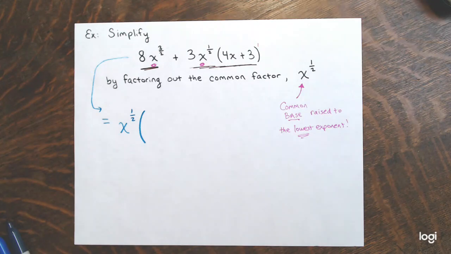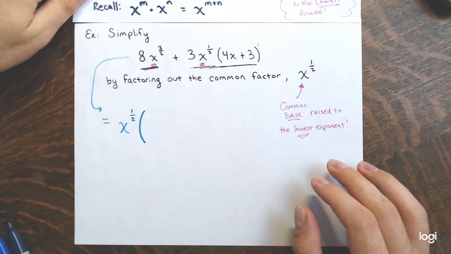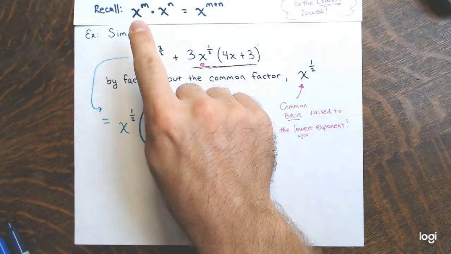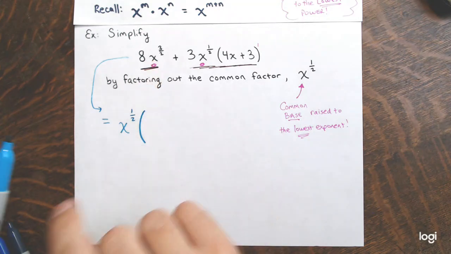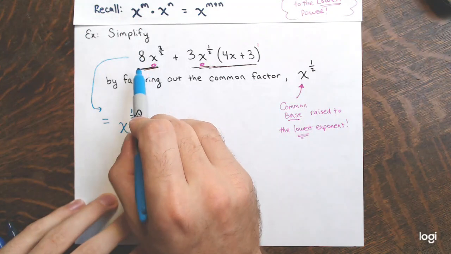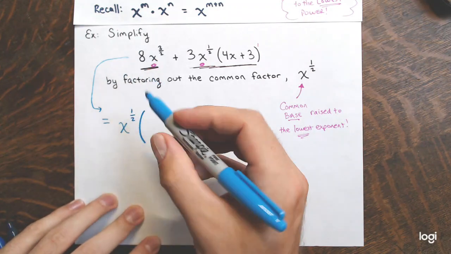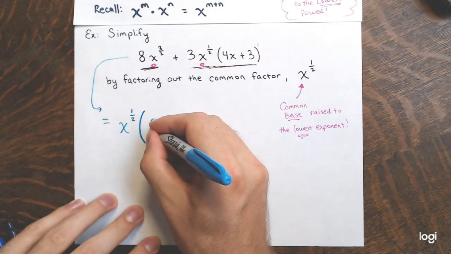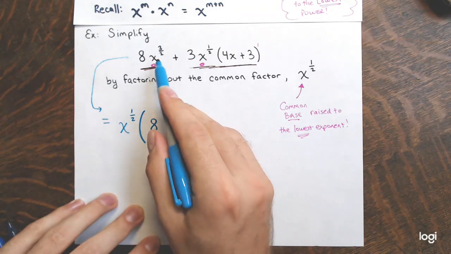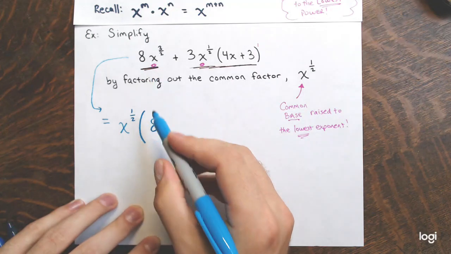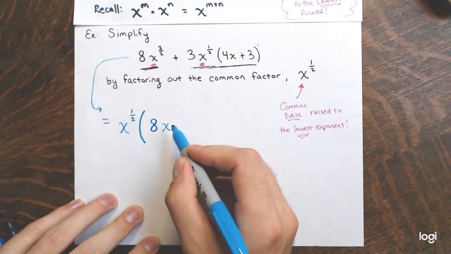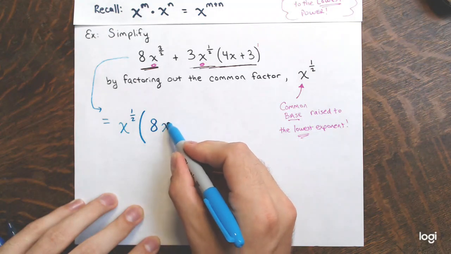And don't forget this property again, right? Keep it up on top here. Remember this property. When we multiply two things with the same base, you add the powers. Okay, so in the first term, in the parentheses, I have the 8 still, right? I didn't remove any part of 8, so there's still 8 here. Times, and then I didn't remove x to the 3 halves, I removed x to the 1/2, right? So there's still going to be some x left, but how much? What's the power on this x?